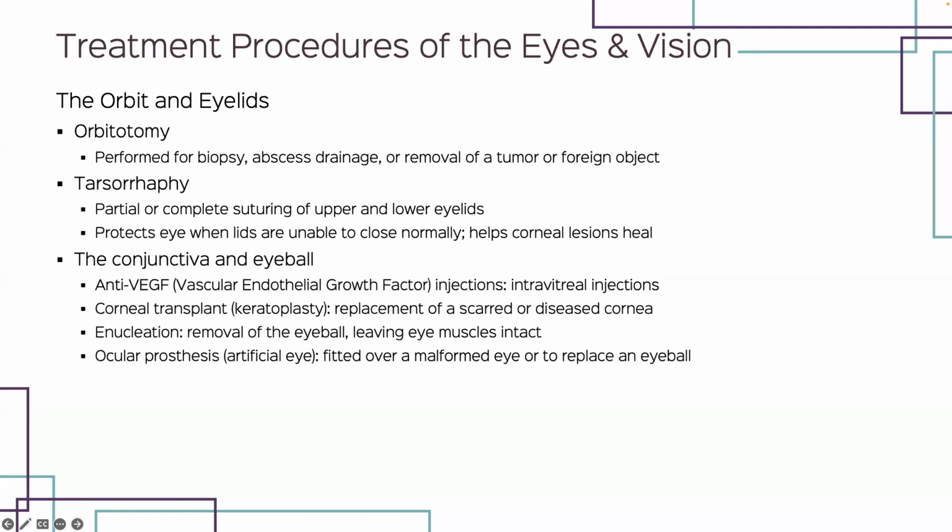Your tarsorrhaphy, that's going to be a complete suturing of upper and lower eyelids. So when your eyes are unable to close normally, they will actually suture them closed to help them heal appropriately. When you talk about corneal transplants, that's also known as a keratoplasty. Enucleation is just the entire removal of the eyeball, but it does leave those eye muscles intact. And then you can have an eye prosthesis or an artificial eye that's placed in.